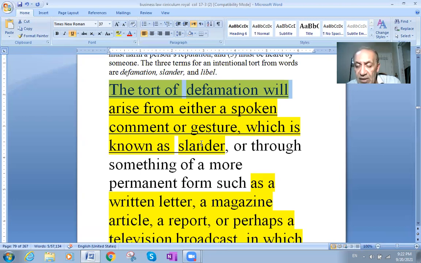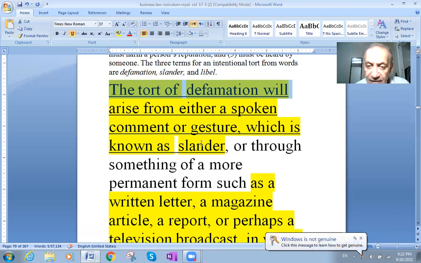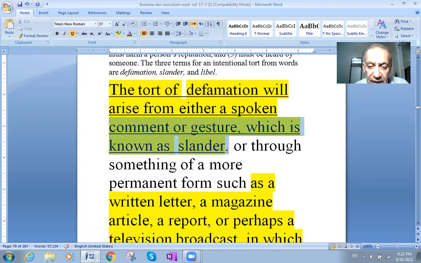You know very well that they don't have these traits, and you are trying to put them into trouble while they don't actually have this. So you are telling lies about this company. You are telling lies to spoil the image of this company in front of the public. The tort of defamation will arise from either spoken comments or gesture, which is known as slander. So this is the tort of defamation.